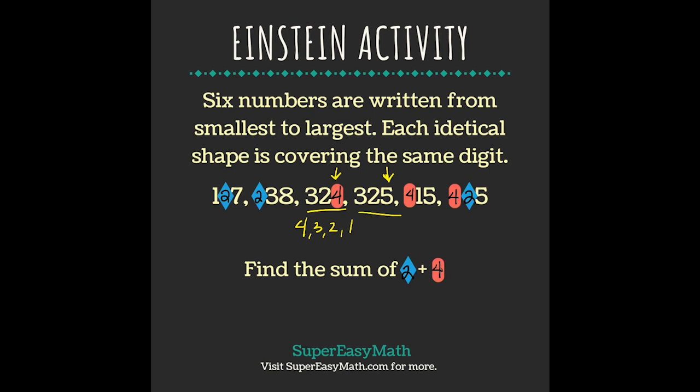Then I'm going to look at these last 2 digits where I filled in the 4 and make sure that the numbers make sense in my sequence. So after the 325, we have 415, which is larger, and then we have 425, which is larger. So it looks like we're correct. So to answer the actual question of the problem, which was find the sum of the blue diamond and the red, we have an answer of 6.